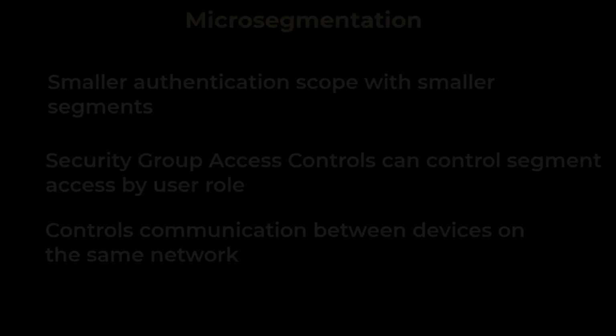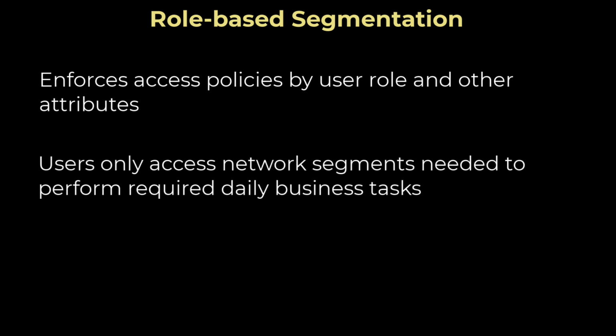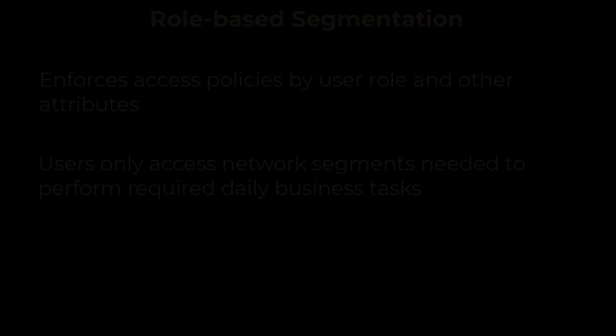Implementing role-based segmentation using solutions like Cisco TrustSec can enhance security by defining and enforcing policies based on user roles and attributes. This method ensures that only authorized users and devices can access specific network segments, reducing the risk of unauthorized access and lateral movement within the networks.